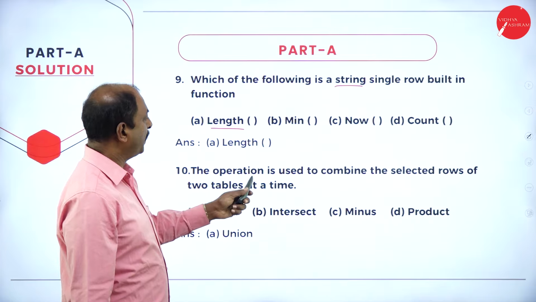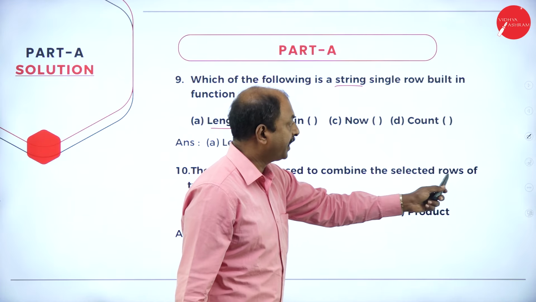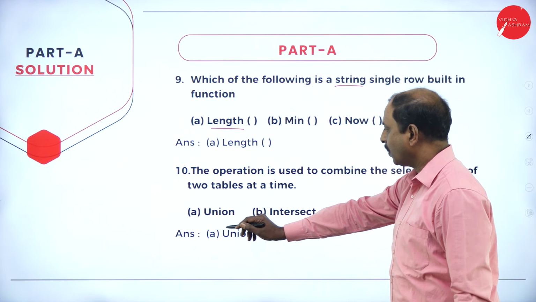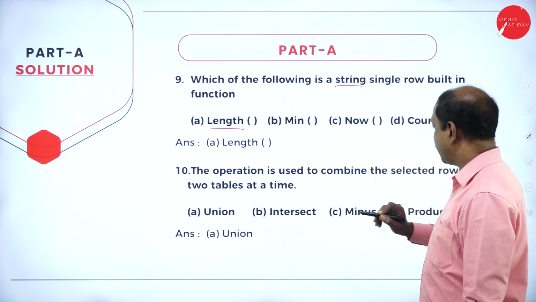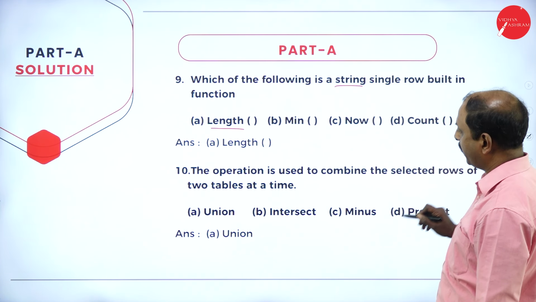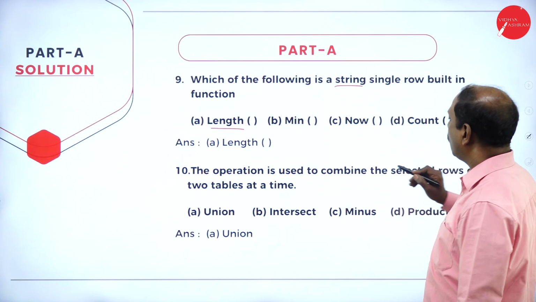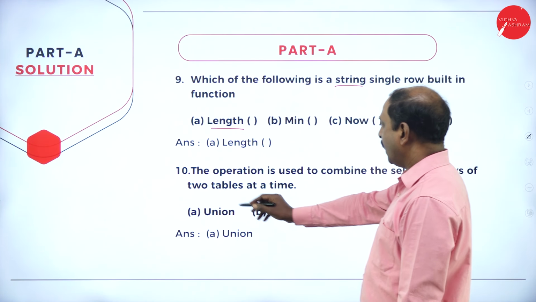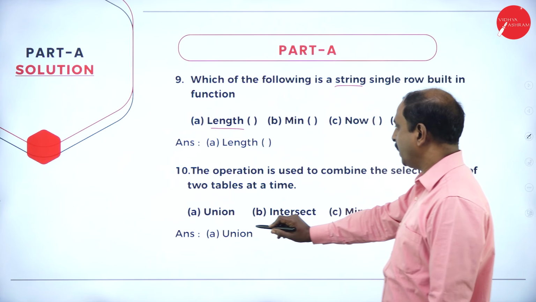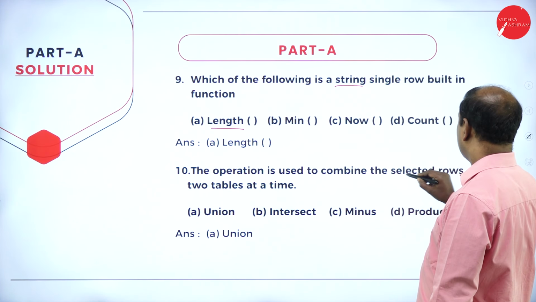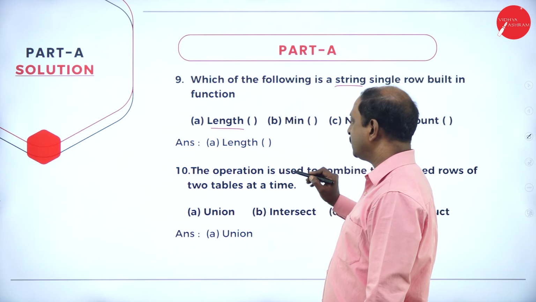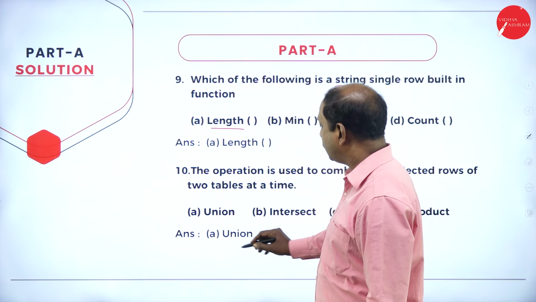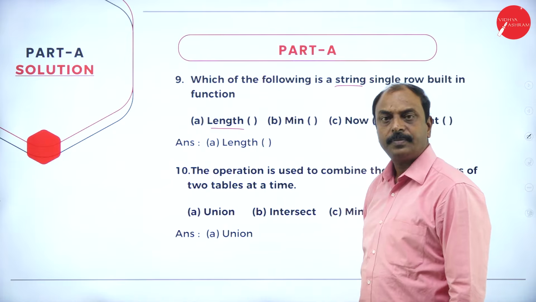10th one, which operation is used to combine the selected rows of two tables at a time? Here, options are A union, intersect, minus, and product. These are the different operations on relational database management system. So accordingly, answer is union. So what is the union? It is used to combine the selected rows of two tables at a time, resulting in a new table. That is the function of union operation.